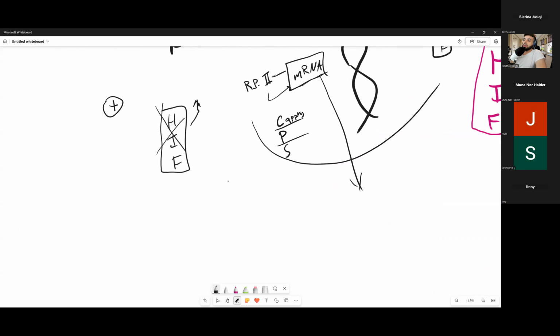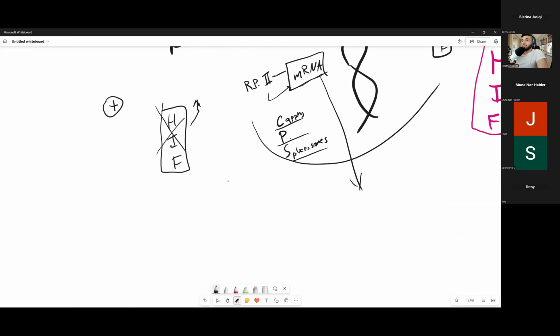Then you have a poly A tail, which gets added. A very strong poly A tail, right? And then you have spliceosomes. Spliceosomes, you have introns and exons. Basically, the introns will stay inside, and then exons are able to assemble and then leave.